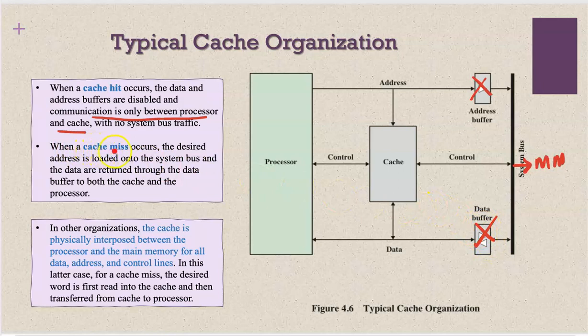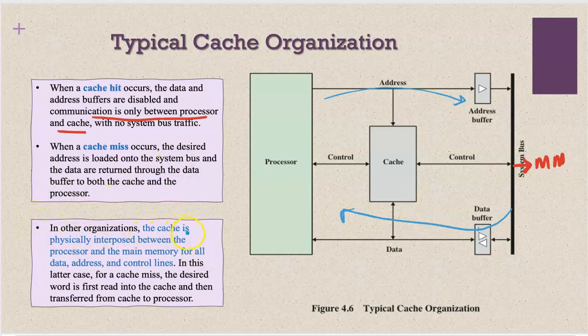And then when a cache miss occurs, the CPU is asking the cache, hey, do you have what I want? The cache says no. Therefore, the cache has to ask the system bus, or rather ask the main memory. The desired address is loaded onto the system bus over here. So it would have to load the address to the address buffer, and the data are returned through the data buffer. It would ask the main memory directly, the main memory would supply the data to the data buffer, and the data buffer would transfer this to the CPU.